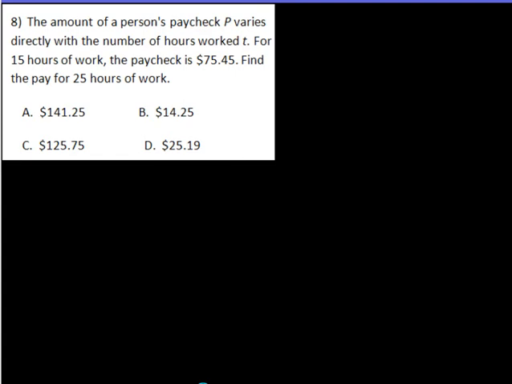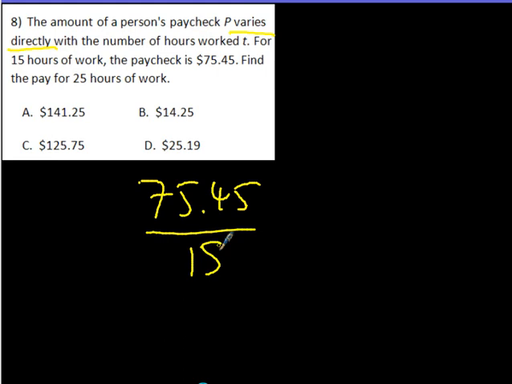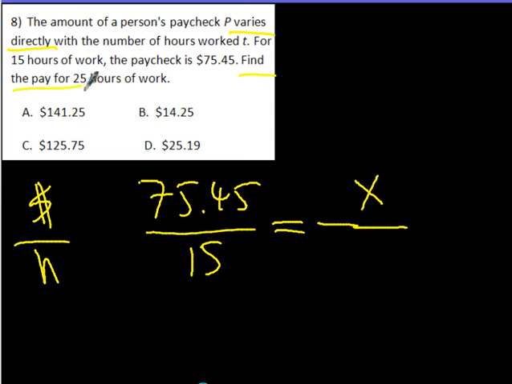The amount of a person's paycheck varies directly with the number of hours worked, T. This is a direct variation question. For 15 hours of work, the paycheck was 75.45. I'm going to do money over hours, 75.45 over 15. I do that to make sure I keep my units straight, and I've got it written down. It only takes a second. That must be in the same ratio as the unknown amount. Find the pay for 25 hours. It's 25, so I can just cross multiply and solve.